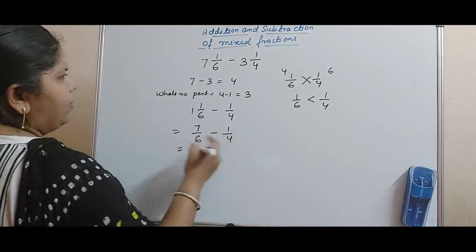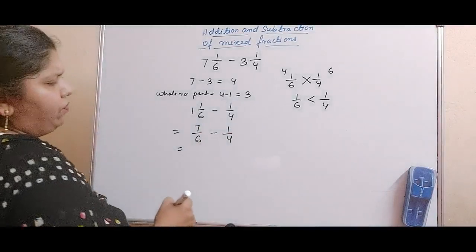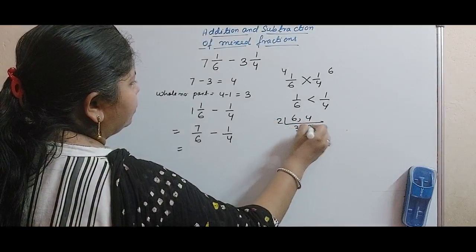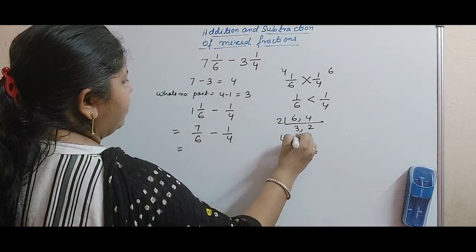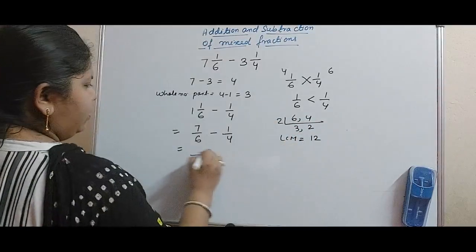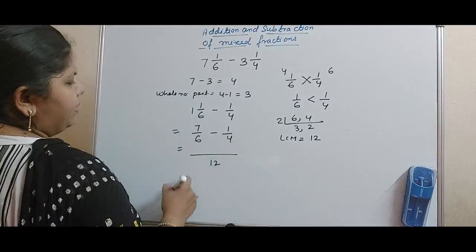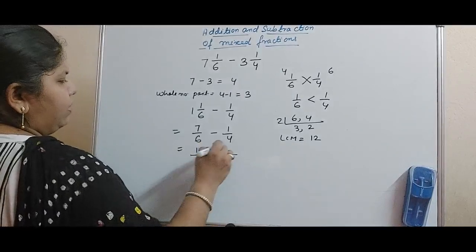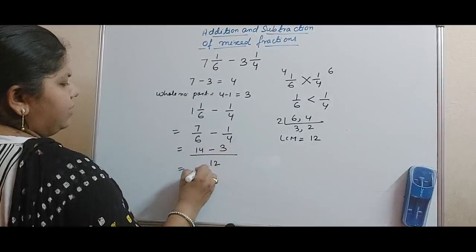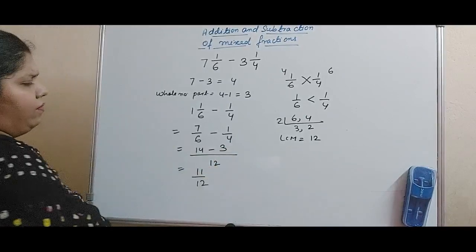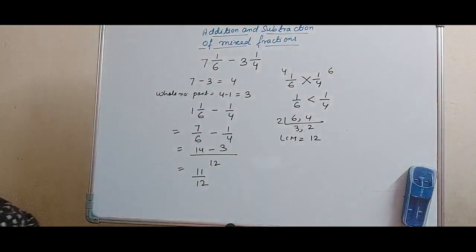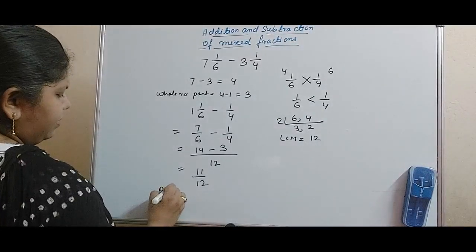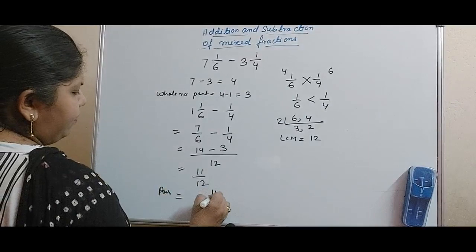Let us take the common factor between 6 and 4. 2 3s are 6, 2 2s are 4. So LCM equal to 12. So 12 here: 12 divided by 6 is 2, 2 into 7 is 14, minus 12 divided by 4 is 3, 3 1s are 3. So 14 minus 3 is 11 by 12. Now we know the whole number part is 3. So your final answer is 3 11 by 12.